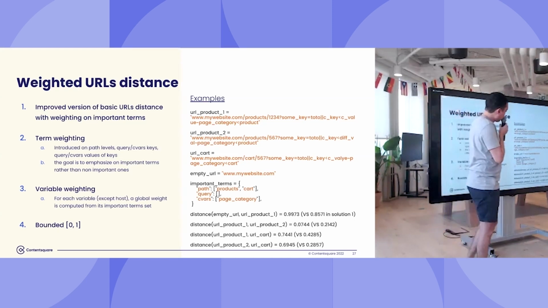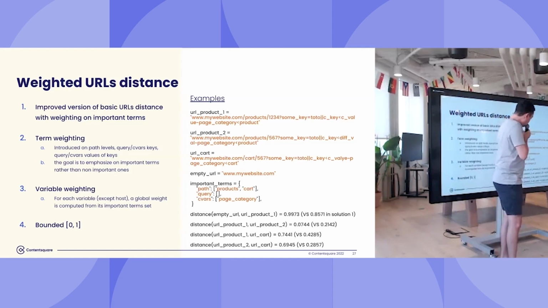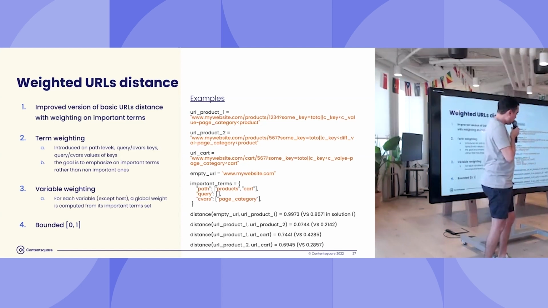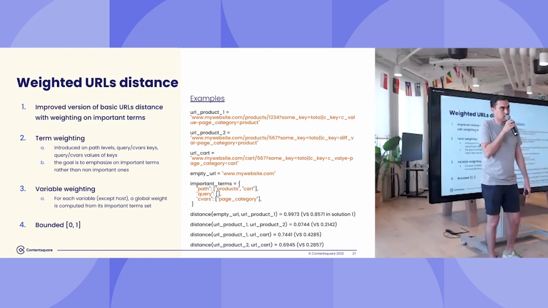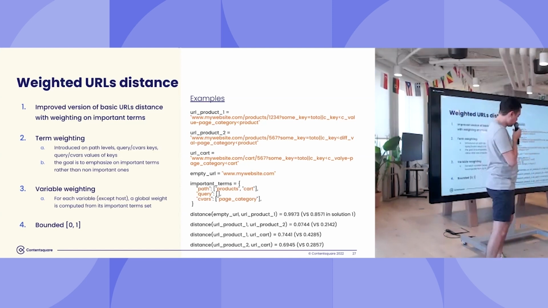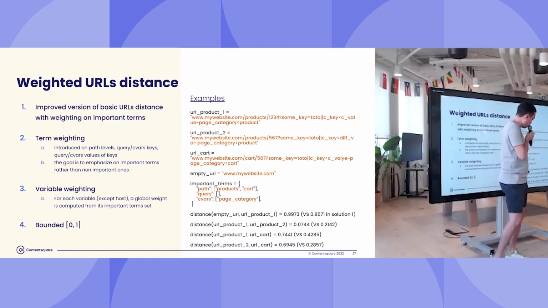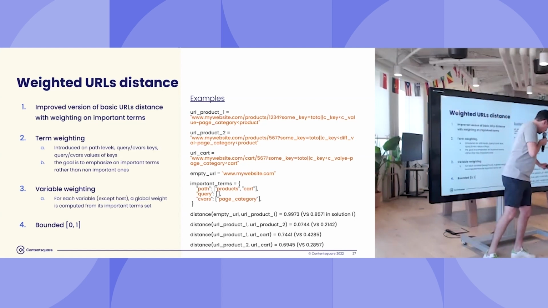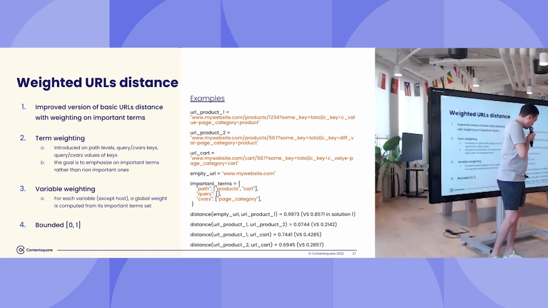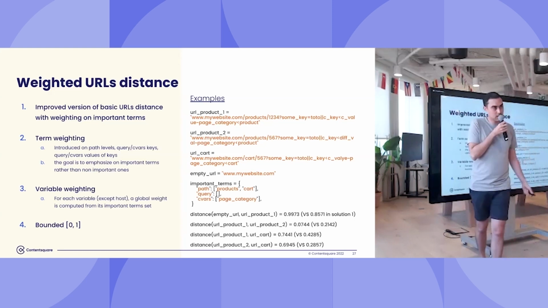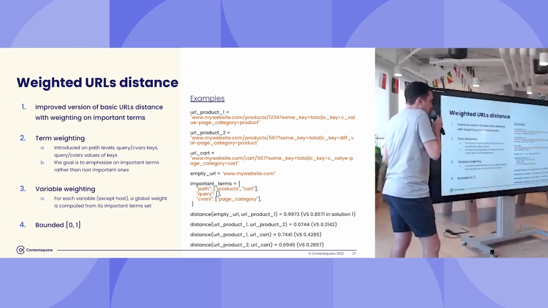The interesting part here is that we took the same examples, with the following important terms of the website. We can see first that the distance between the empty URL and the product URL is now even higher. It's actually maxed out at 99%. More interestingly, the distance between the two product URLs is now very low, and the distance between each product URL and the cart is now very high. This is intuitively good, and we wanted that.